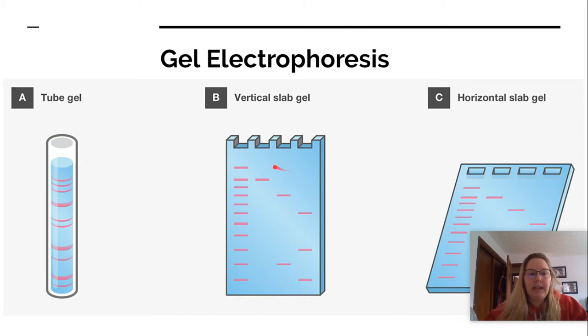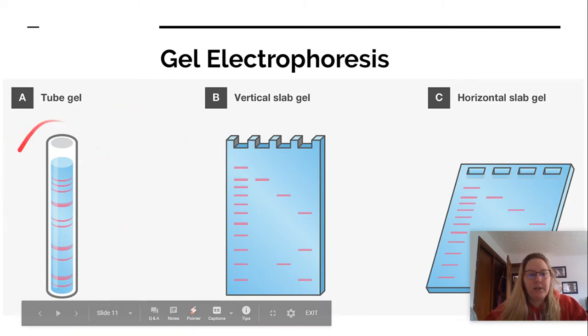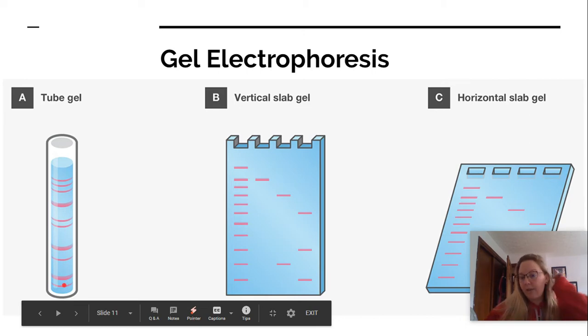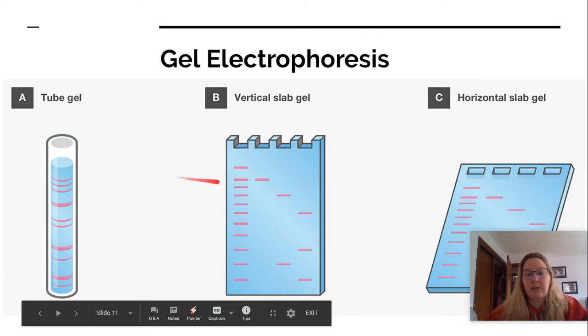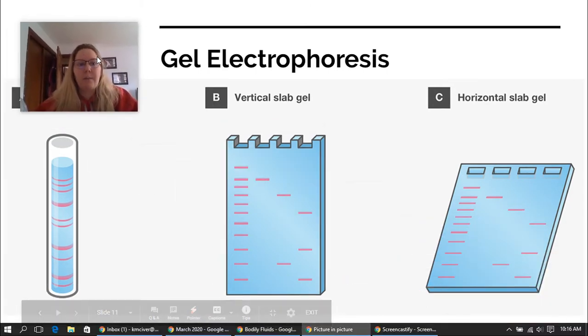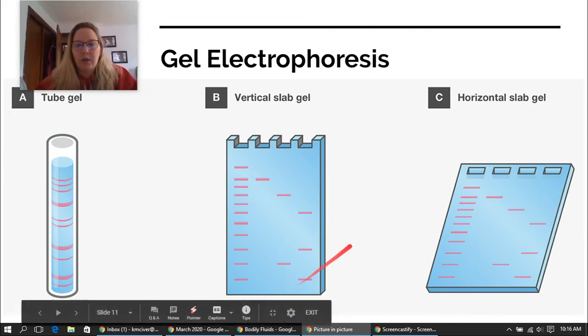So looking at this, you can do it 3 different ways. In a tube, and it separates out the bands that are weighted based off of how many base pairs they have. So shorter base pairs land here. Larger base pairs can obviously run longer.